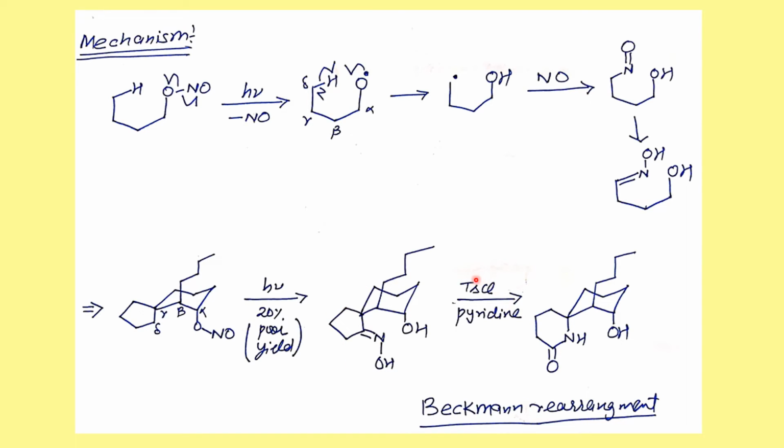Now what he has done, he has used tosyl chloride and pyridine. So this undergoes tosylation, and then under the same conditions the Beckmann rearrangement takes place to give you the ring expanded product, and this is what you end up getting. So this is a very important example that has a very high probability of being asked in the exam. Although this reaction is very low yield.